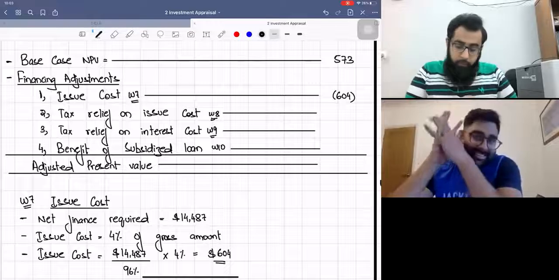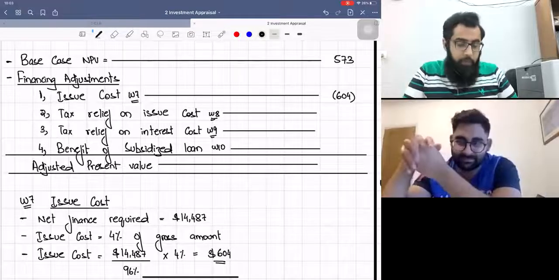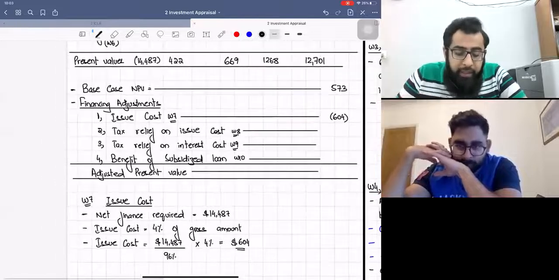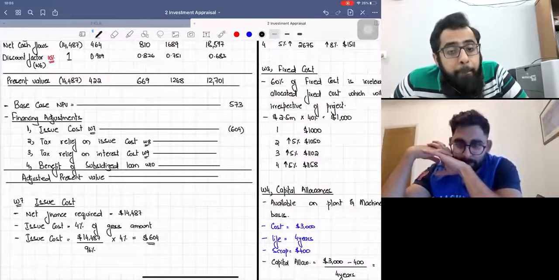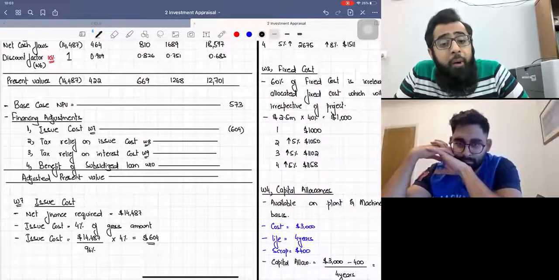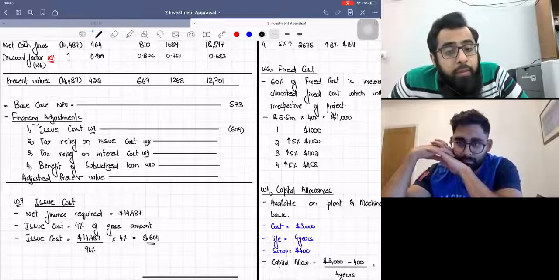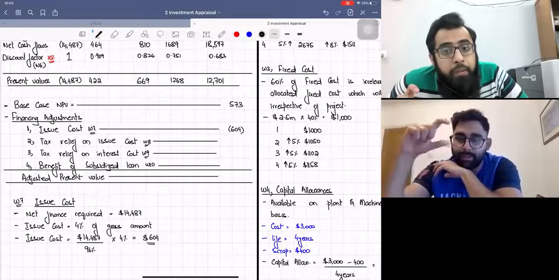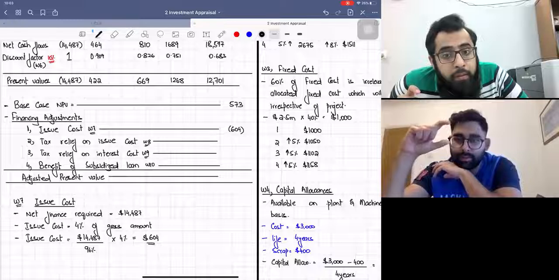Wow, what is that? You didn't get it? 14487 is the net finance which I require. 4% of the gross amount is the net issue cost. Okay, so that 14487 equals... is the net amount? Is 4%.